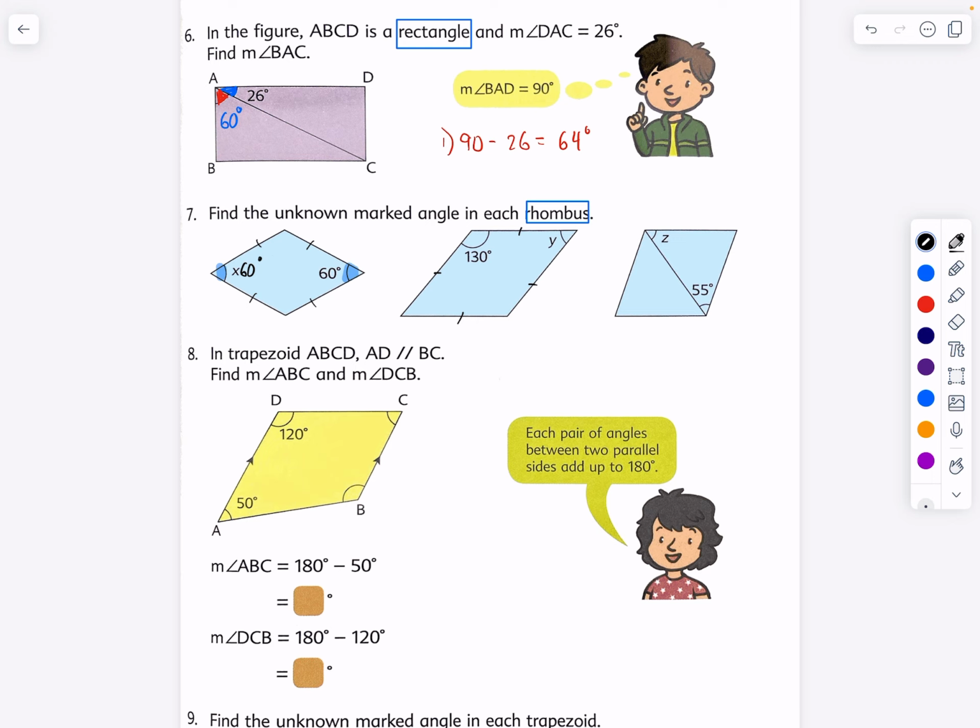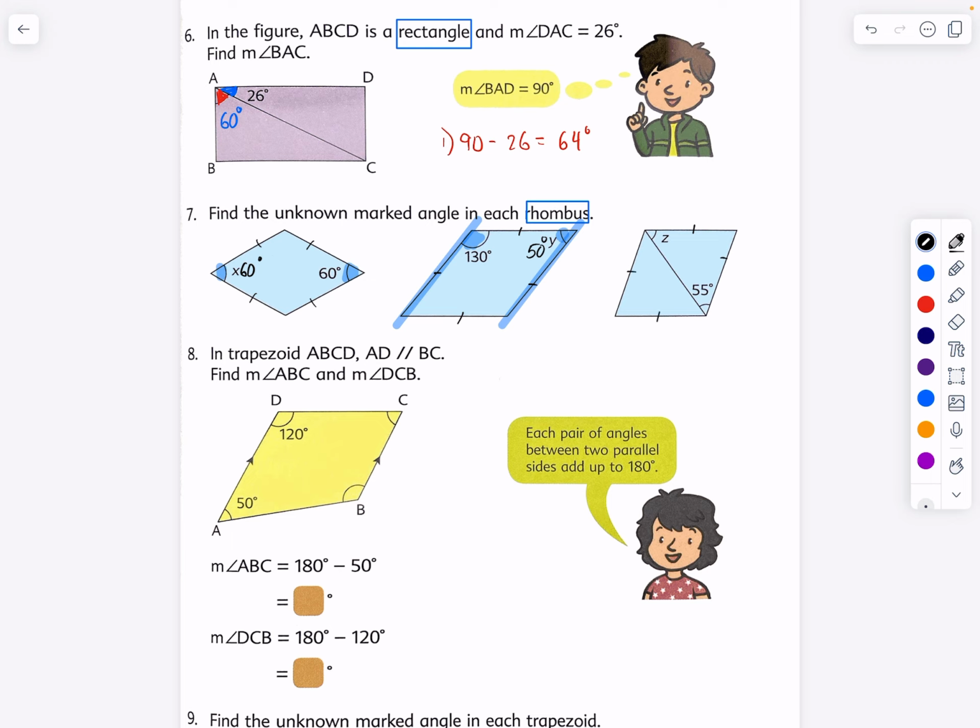Now, because they're parallelograms, we can find the missing angles. If we have 2 neighboring angles, 2 angles next to each other, between 2 parallel sides, we know they must add up to 180 degrees. Therefore, angle Y here is 50 degrees. And finally, because these are rhombuses, they're parallelograms with all equal sides.